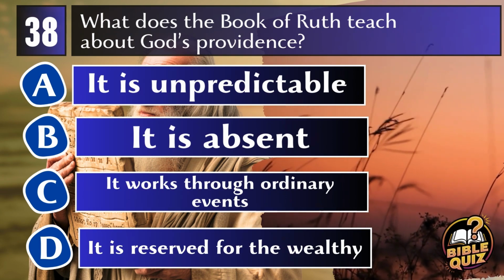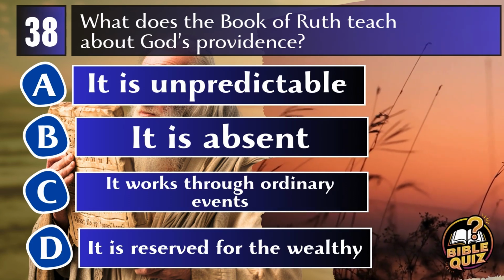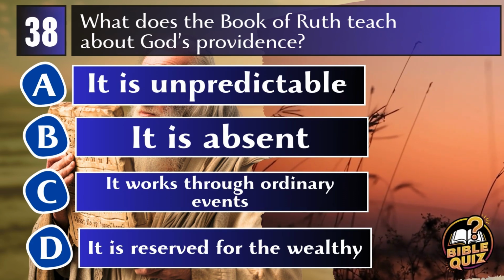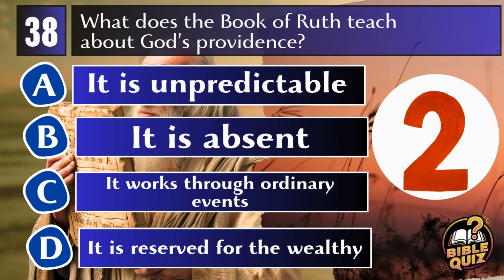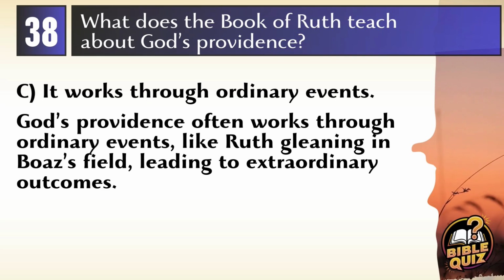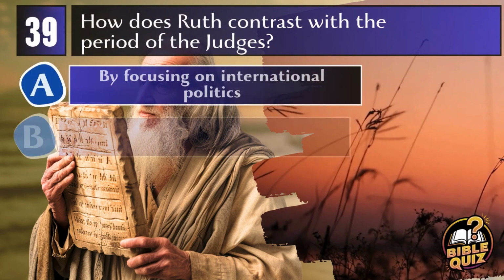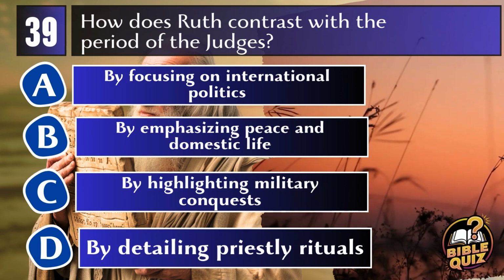A. It is unpredictable. B. It is absent. C. It works through ordinary events. D. It is reserved for the wealthy. Answer C. It works through ordinary events. The Book of Ruth teaches that God's providence often works through ordinary events and decisions of everyday life, such as Ruth choosing to glean in Boaz's field, leading to extraordinary outcomes. Question 39. How does the story of Ruth contrast with the period of the Judges?